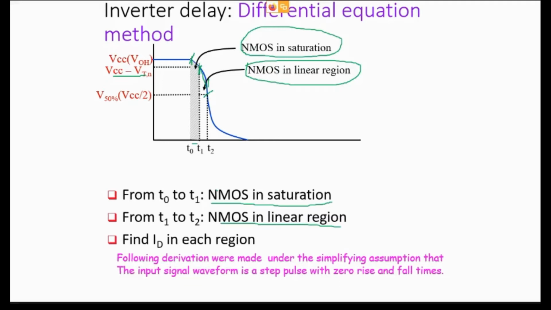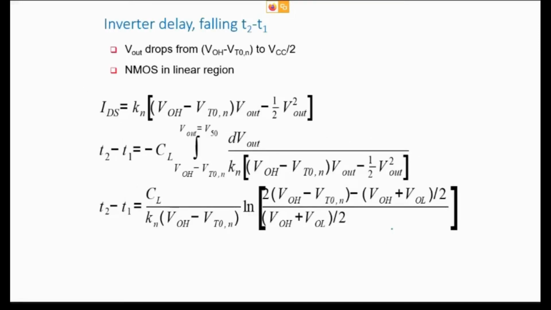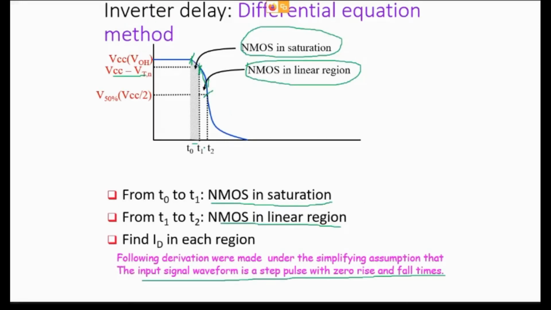Now, what are the assumptions? As I already told you, we assume that your input is a step pulse with zero rise and fall time. So now we move ahead. Looking at this particular point, we are interested in calculating this delay. This delay is T1 minus T naught, and this delay is T2 minus T1. So we will calculate them one by one.